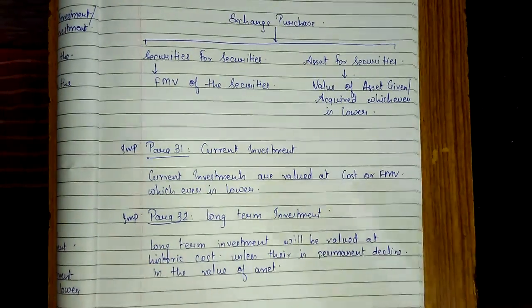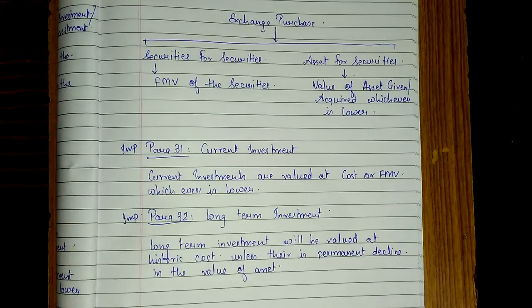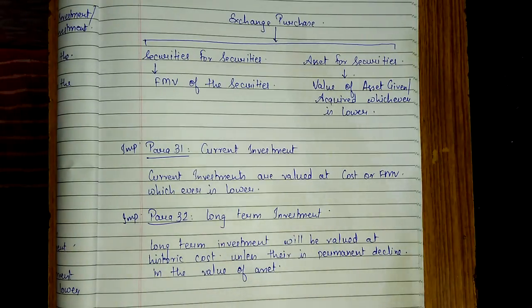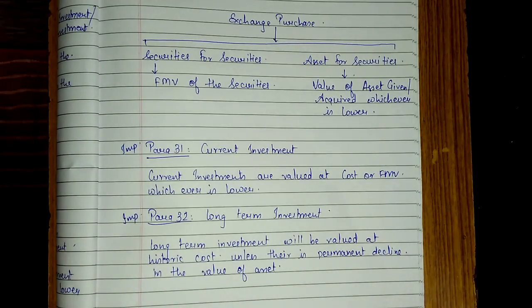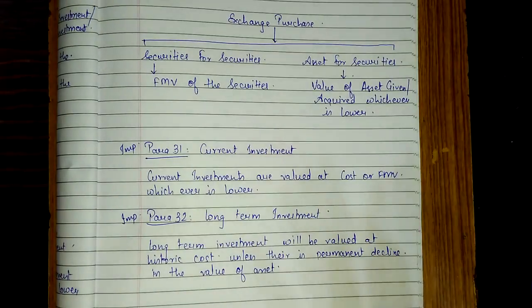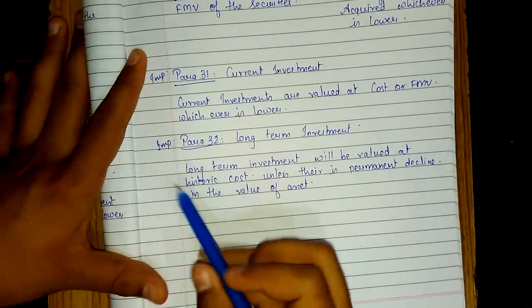They have declared in the market that this is the permanent decline. So if there is a permanent decline in the value of a long term asset, then the value of such asset will be declined. That means from the historical cost it will be brought to the market cost. So this para says that long term investment will be valued at historical cost unless there is a permanent decline in the value of the asset. Quite self-explanatory. Still I explained it in a better manner so that when solving the practice manual you will get a grip on it.